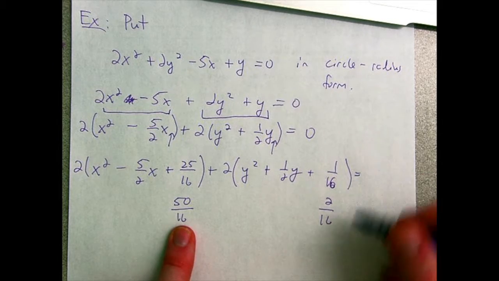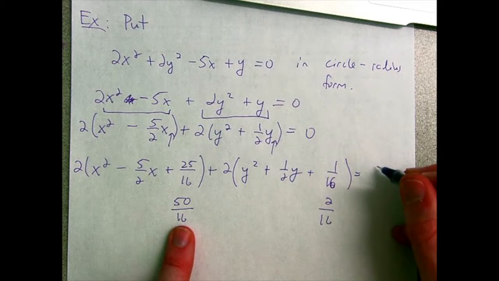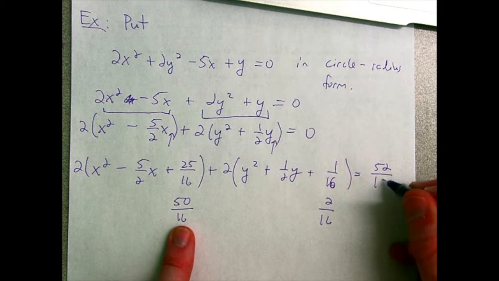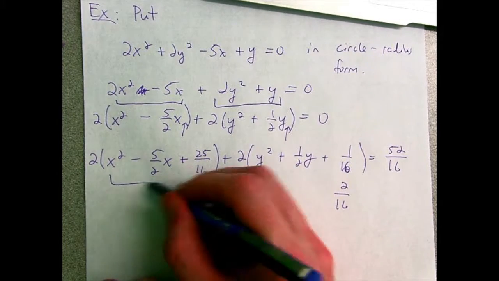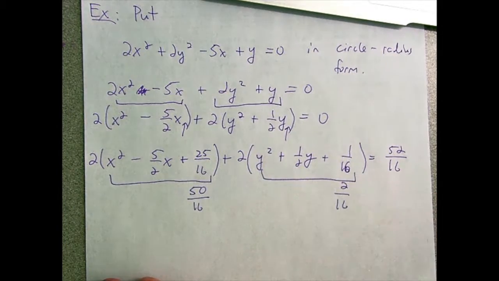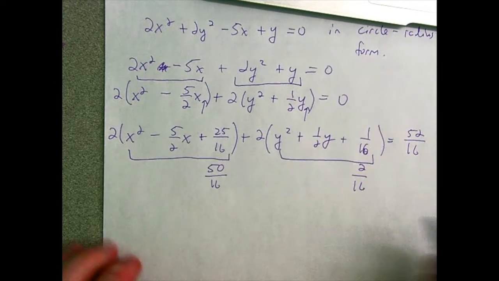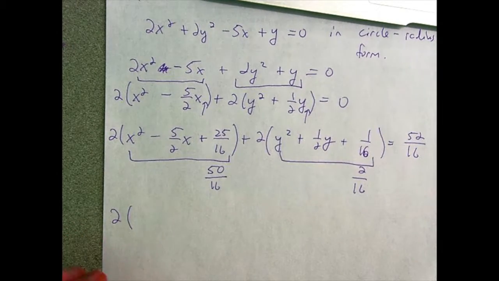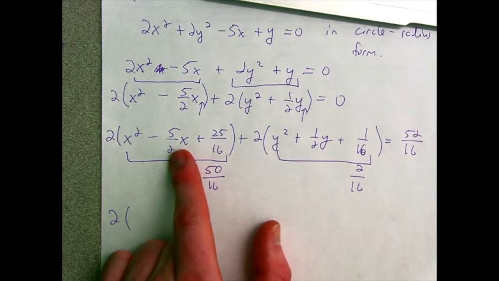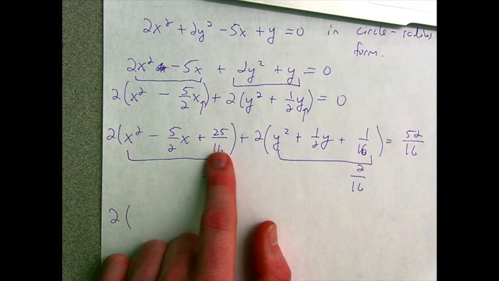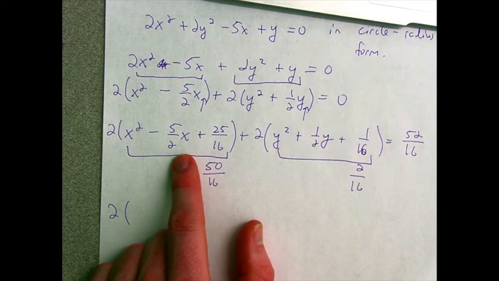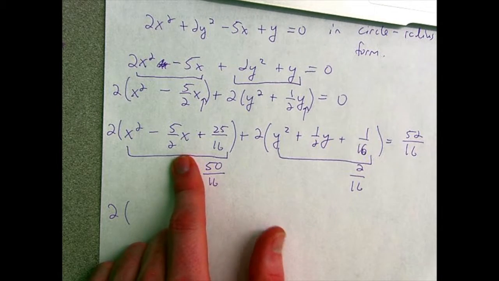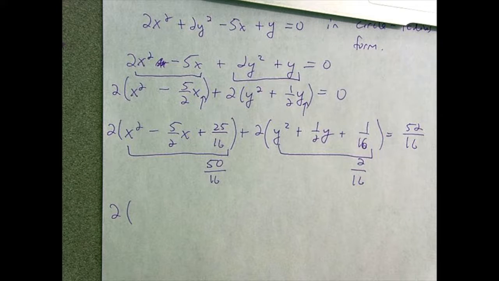And similarly, when I put a 1/16 here, because that 1/16 is getting hit by the 2, I didn't really add 1/16, I added twice that. In other words, 2/16. So in total, what did I add to the left-hand side? Well, this and this, right, which is 52/16. So 52/16 is what I added to the left-hand side, so I also have to add 52/16 to the right-hand side. Okay. Now, this thing and this thing are guaranteed to factor in a very nice way.